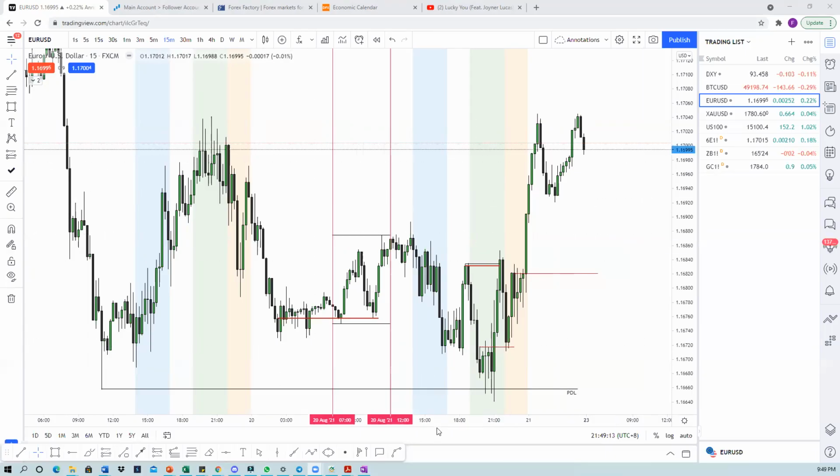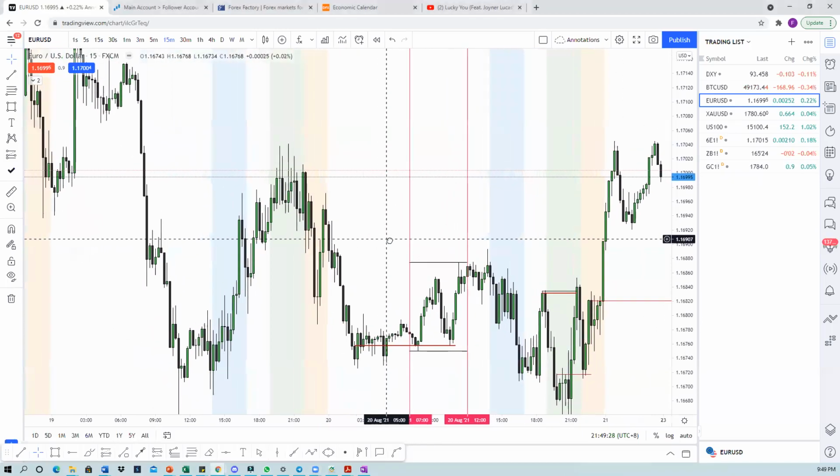All right, guys. So that is how you use the closing price with the buy side liquidity graph. Now let's look at sell side. Okay, sell side. From sell side, let's try to find an example. Okay, here.